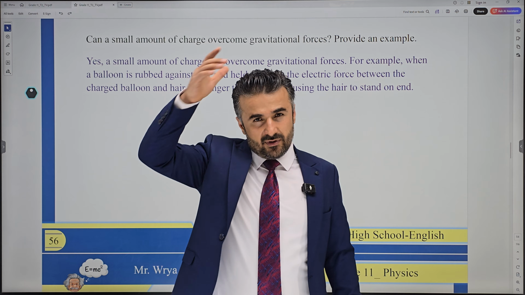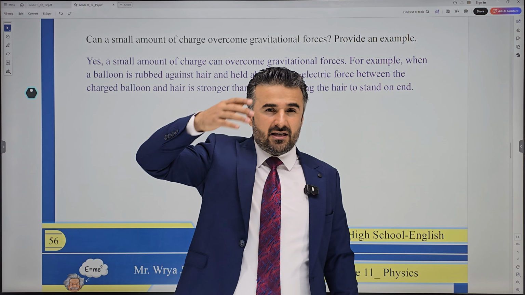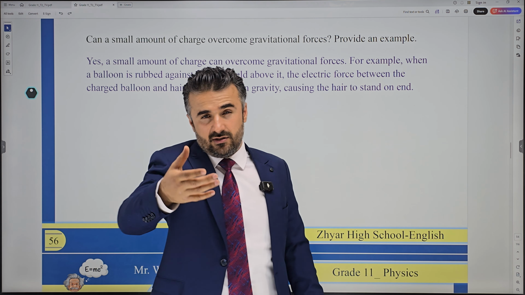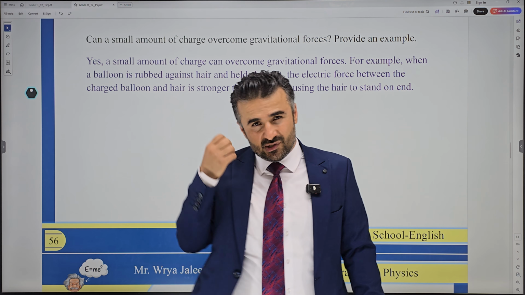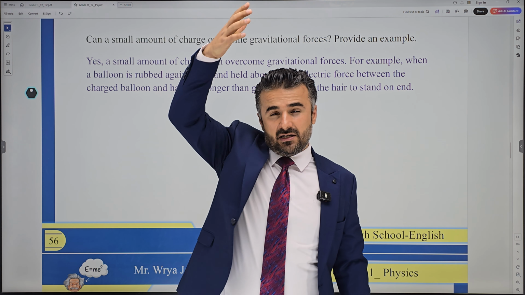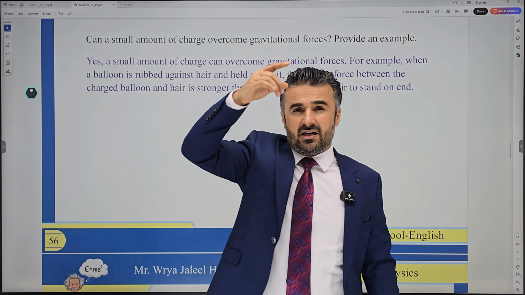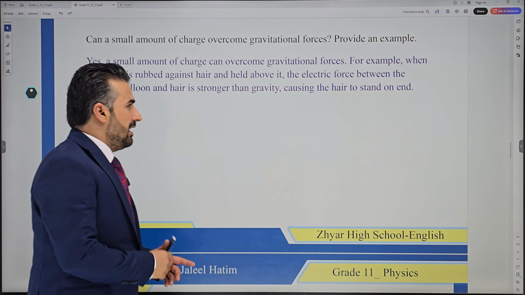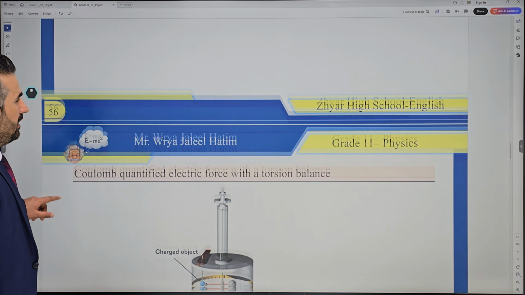Or you could rub the balloon with your hair. You can see that it makes the hair stand on end. Gravity pulls the hair down, but the balloon can make it stand on end, which means that electrical force is stronger even with a small amount of charge, or a small rub.